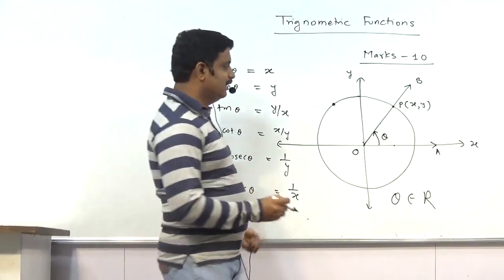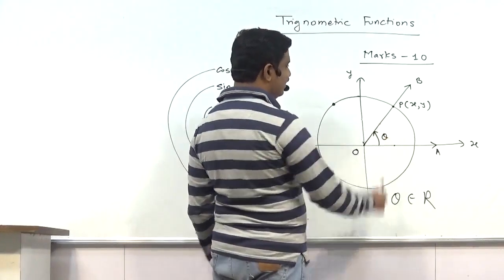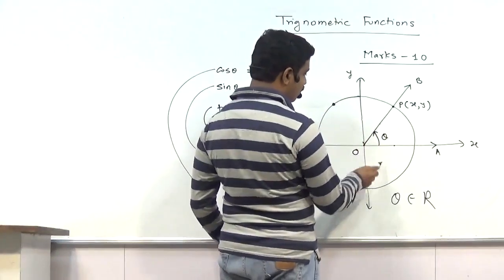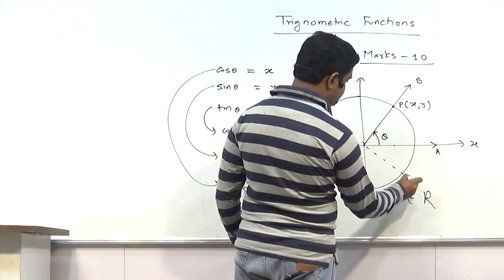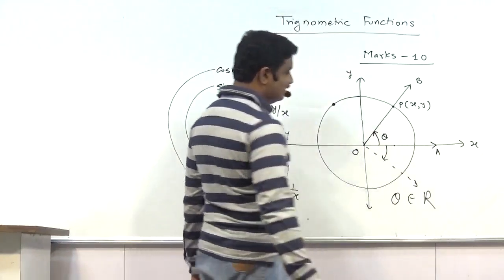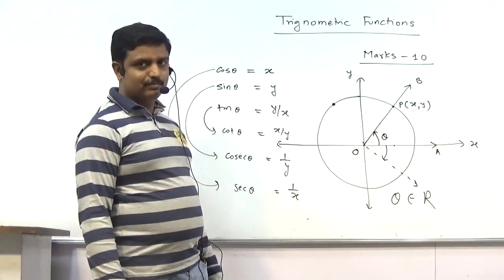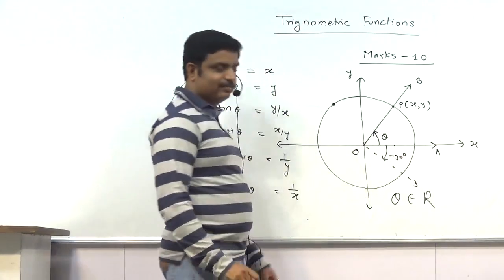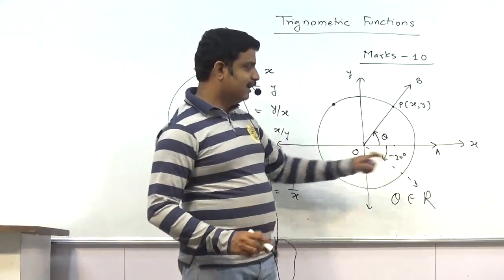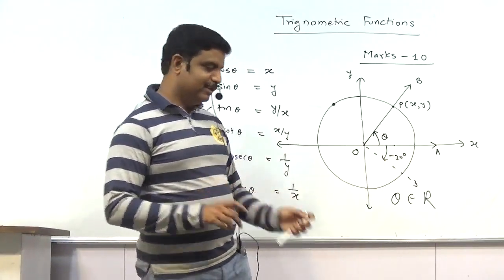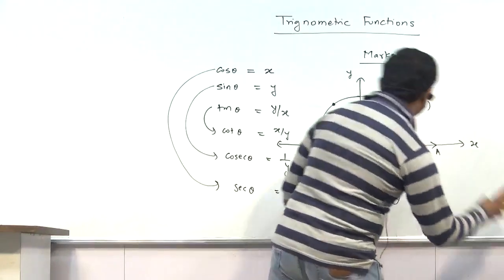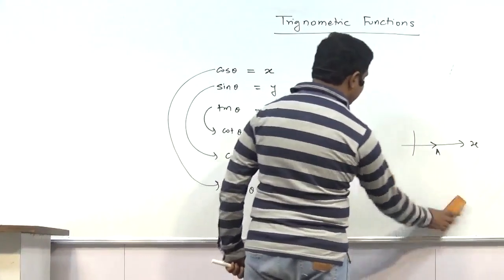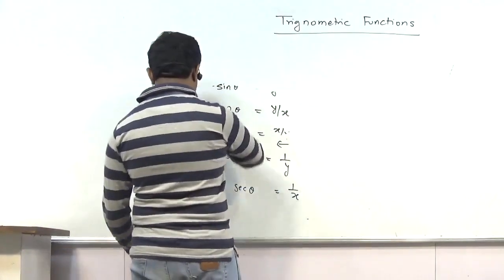We know that if the rotation of the initial arm is anti-clockwise, the angle is positive. If the rotation is clockwise, like this, then this angle will be negative. So this angle can be, say, minus 30 degree. This angle will be negative. This definition is applicable for any value of theta: acute angle, obtuse angle, positive angle, negative angle, all values.